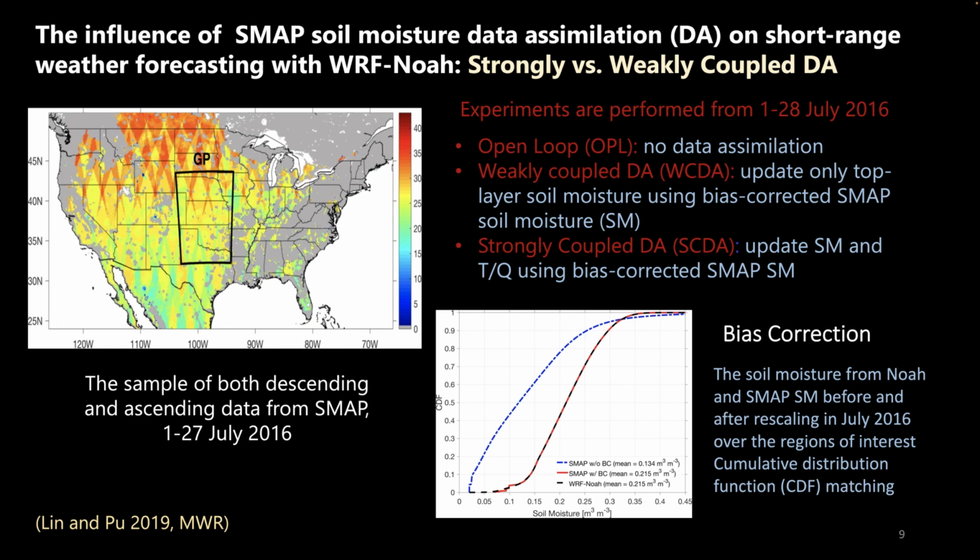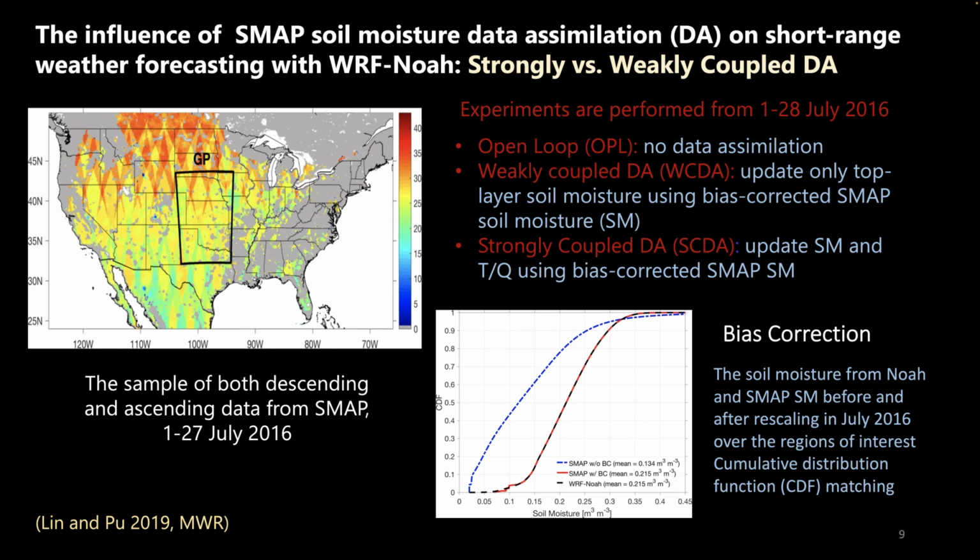This also gives us confidence that there is strong coupling between the soil moisture and the near surface weather forecasting conditions. So we want to test whether strongly coupled data assimilation would do a better job than the commonly used weakly coupled data assimilation. Strongly coupled data assimilation means that assimilation of soil moisture will feed back to the atmosphere variables, and assimilating atmosphere variables will feed back to the soil moisture. That is strongly coupled data assimilation.